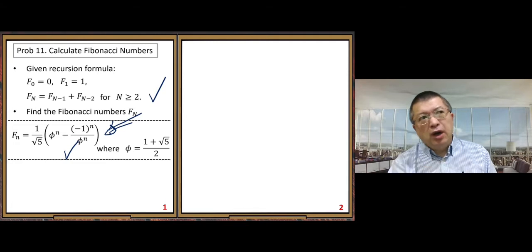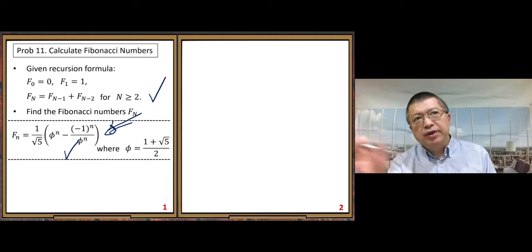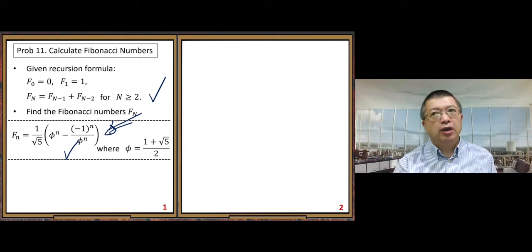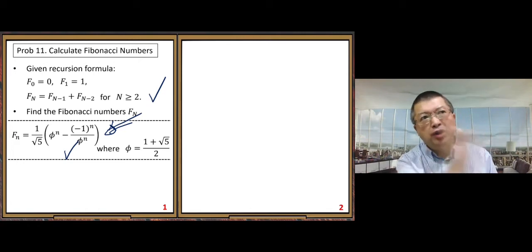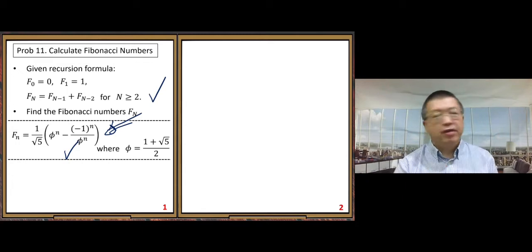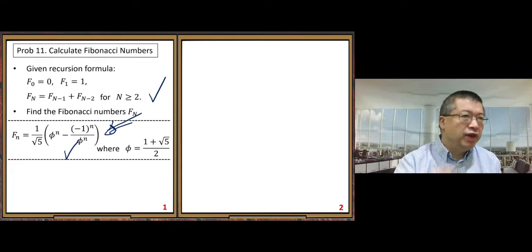Actually, a linear recurrence relation problem like this, you should have learned in discrete math, Math 3000. You should have learned it, but probably most of you may not have a good impression of this topic.